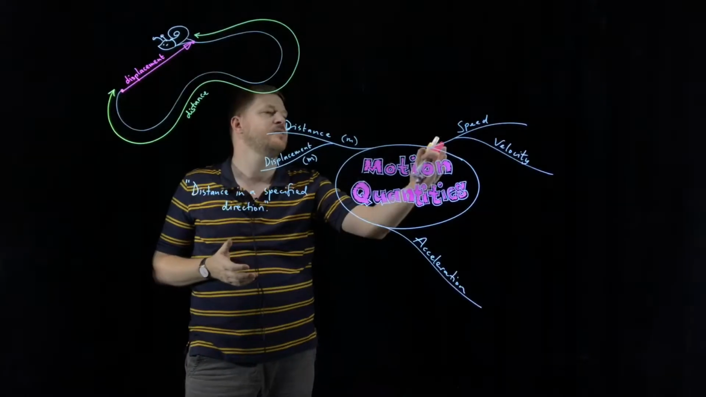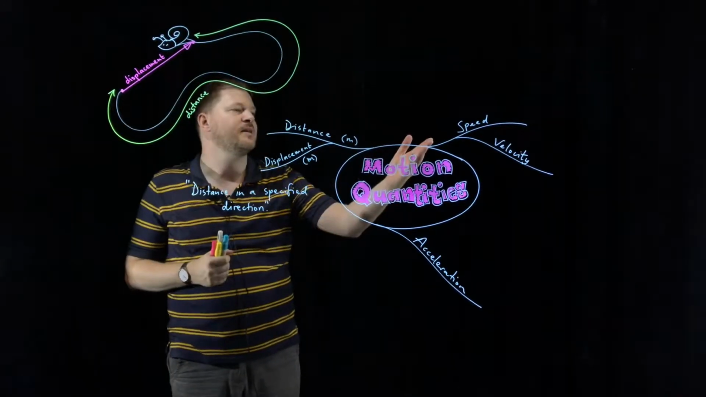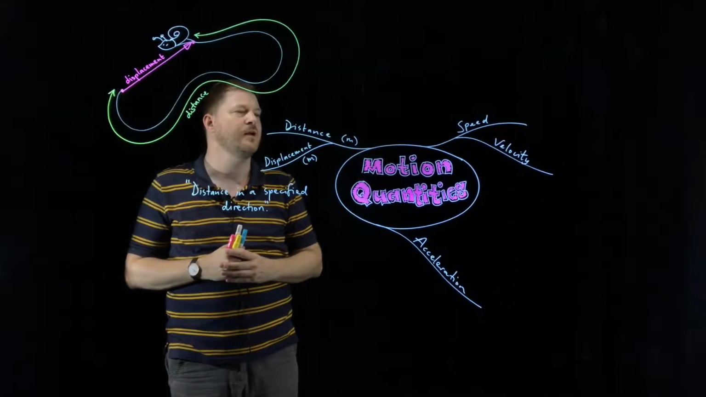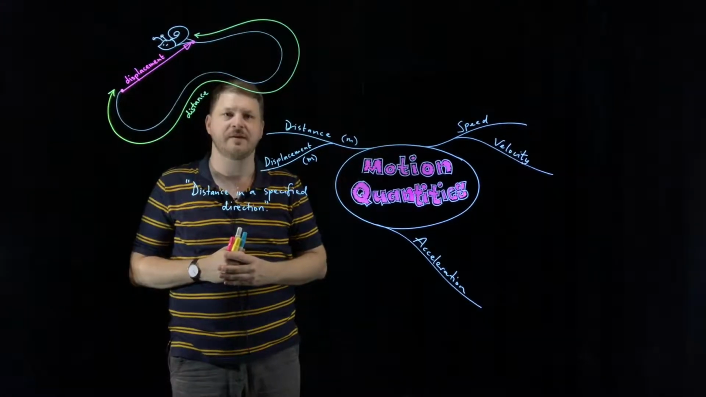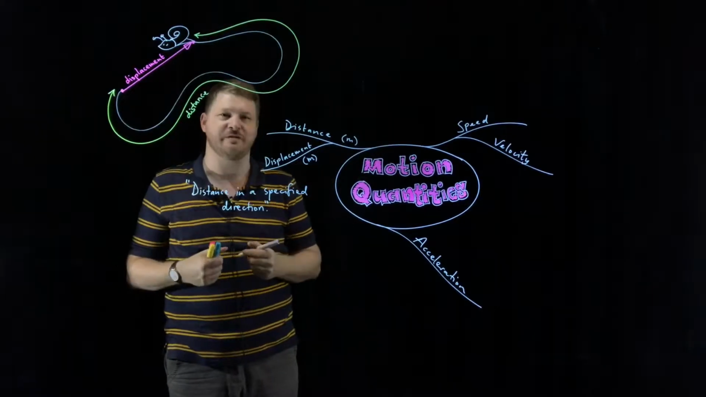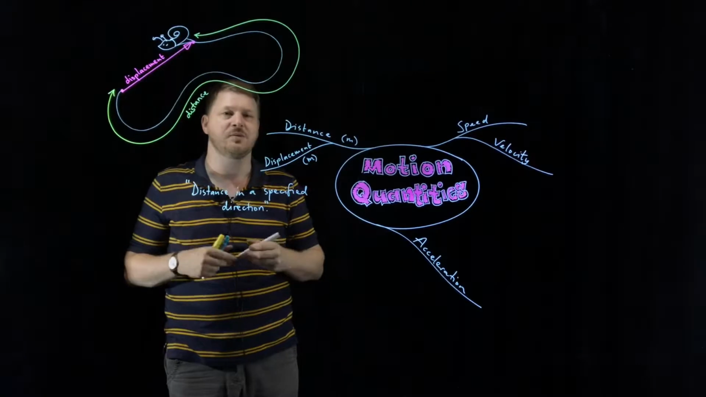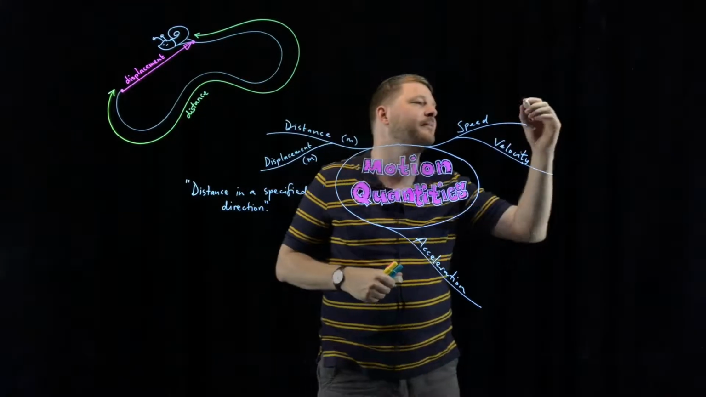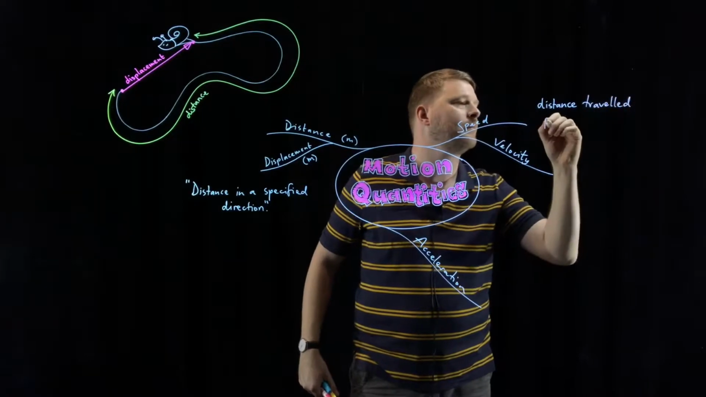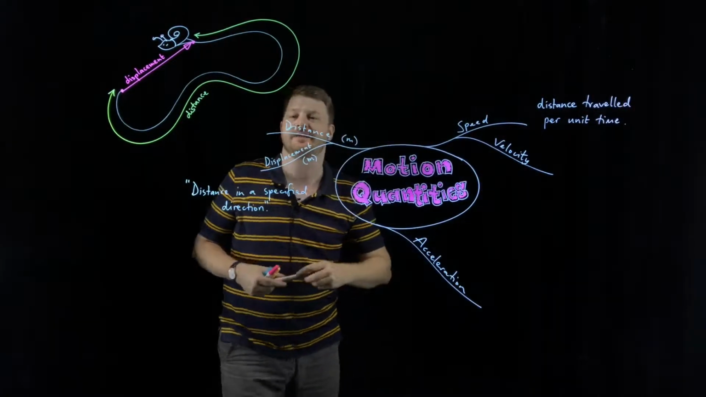Moving on now, speed and velocity. Now, you may have guessed, velocity is the vector equivalent of speed. But what is speed exactly? Well, speed is the rate at which something moves. It's how quickly it moves. And that means we define it in the following way: distance travelled per unit time.